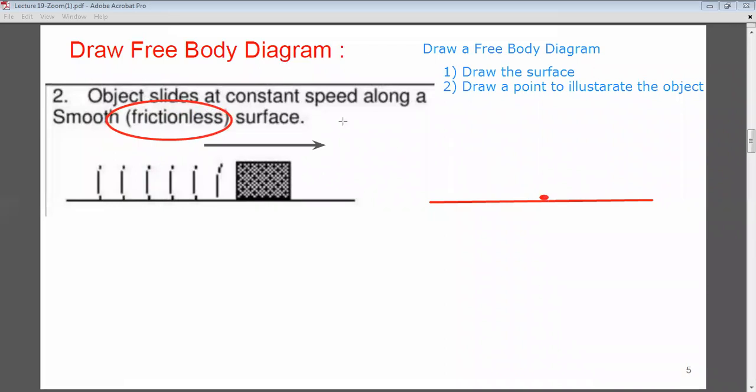Again, weight is always perpendicular to the ground, so downward. Then normal, because there is a surface, so it's upward, making 90 degrees with the surface. It's going at constant speed, but there is nothing pushing it, so there is no more force. So I have the normal and the weight. Okay, let's move on.